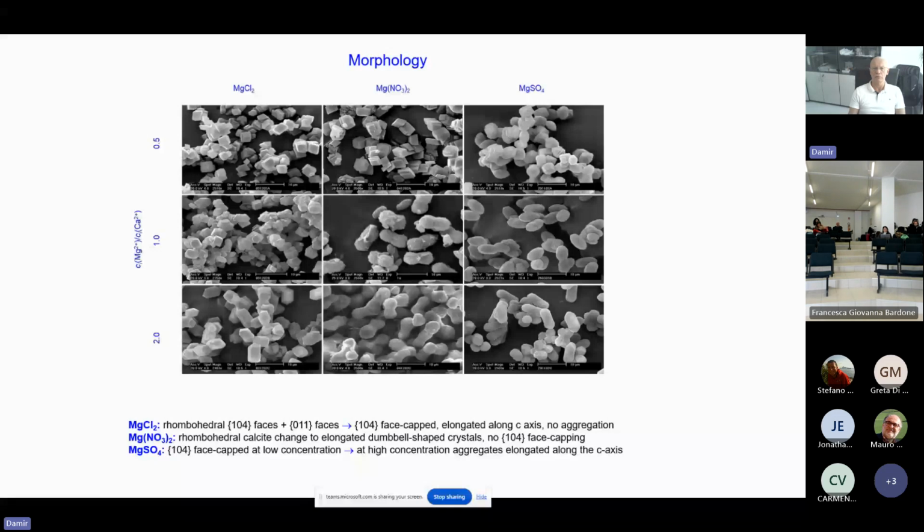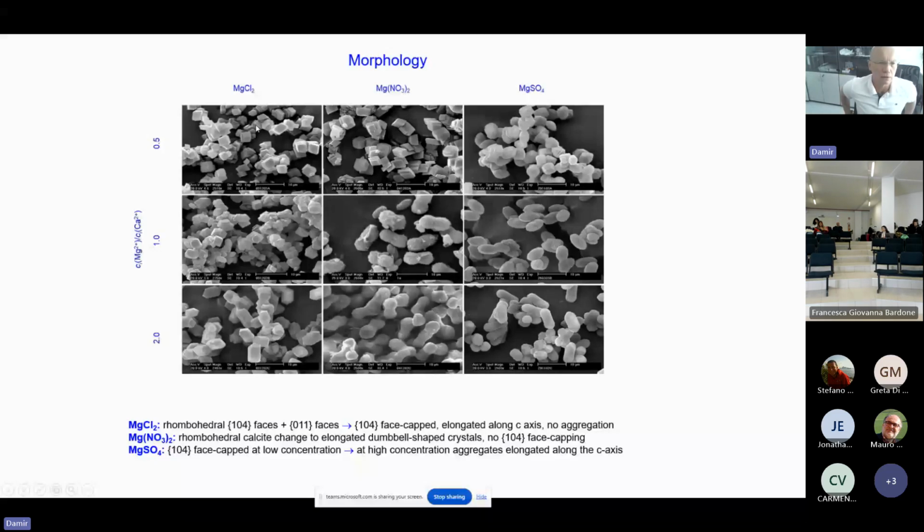The results of the morphological analysis show the following. We increased the concentration of magnesium in the form of different salts from 0.5 to 2.0. So in this system, the concentration of magnesium was 2 times higher than the concentration of calcium. And it is interesting to note that the addition of different salts produces different calcite. All of this that you can see here is calcite.